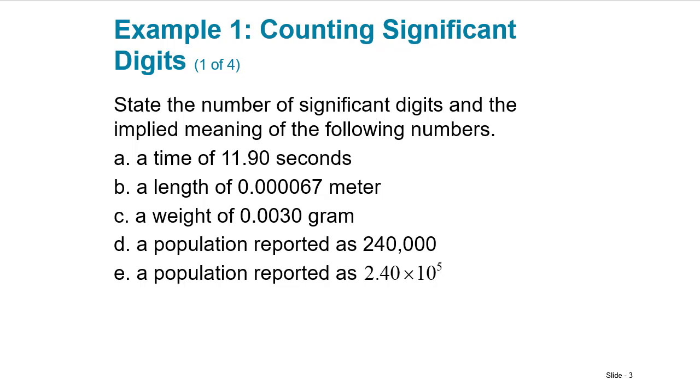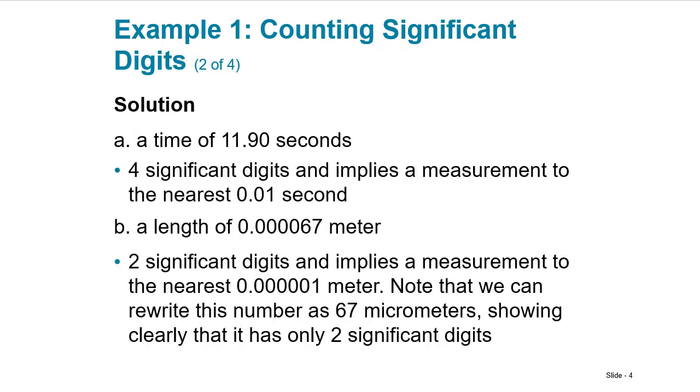So let's state the number of significant digits and the implied meaning of the following numbers. You have a time of 11.90 seconds, a length of 0.000067 meters, a weight of 0.0030 grams, a population reported as 240,000, or a population reported as 2.4 times 10 to the fifth. All right, let's look at them a couple at a time.